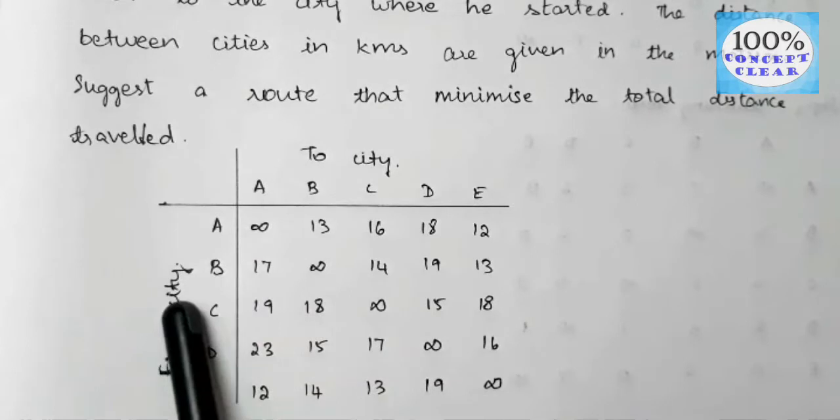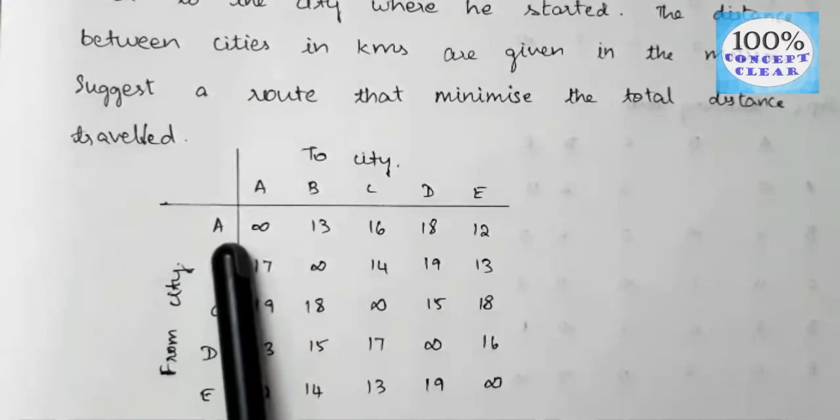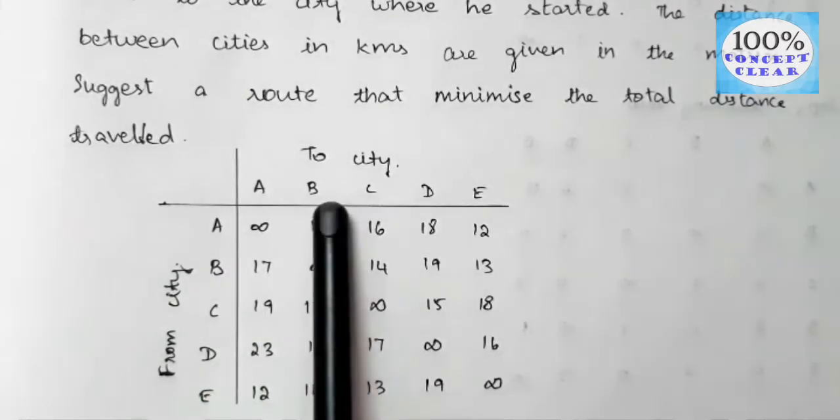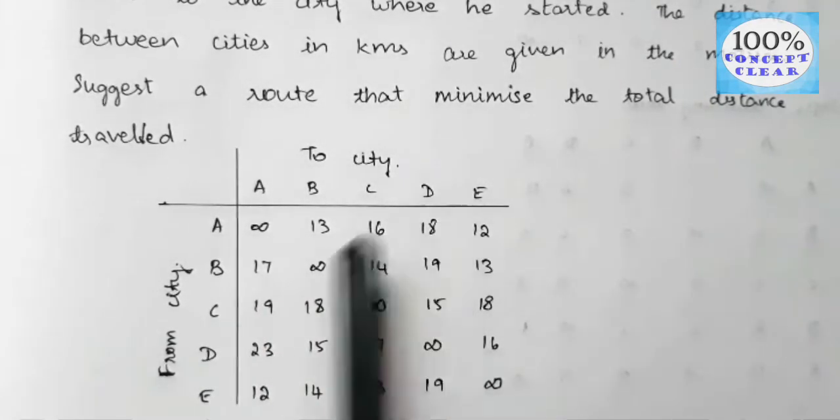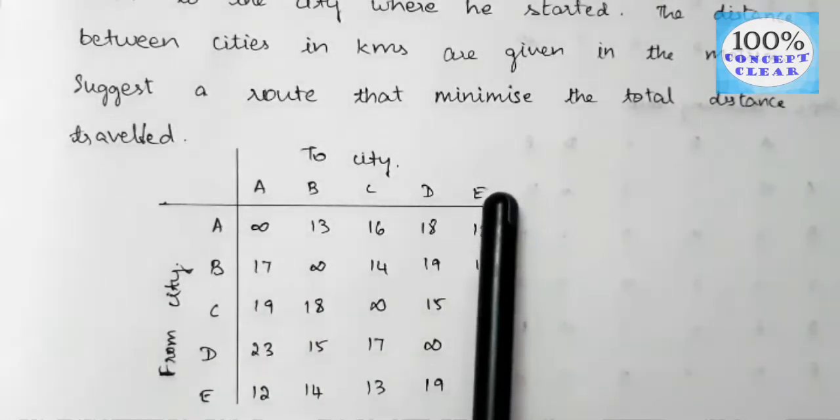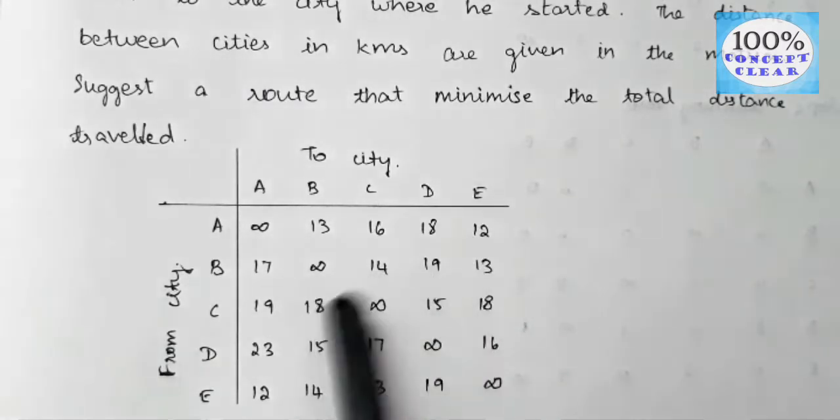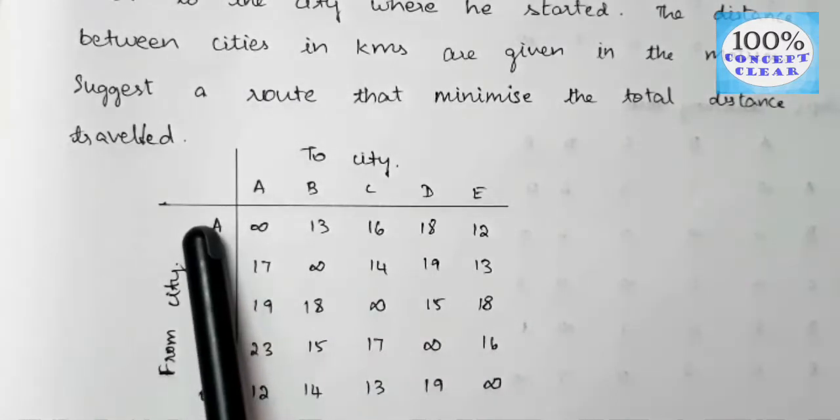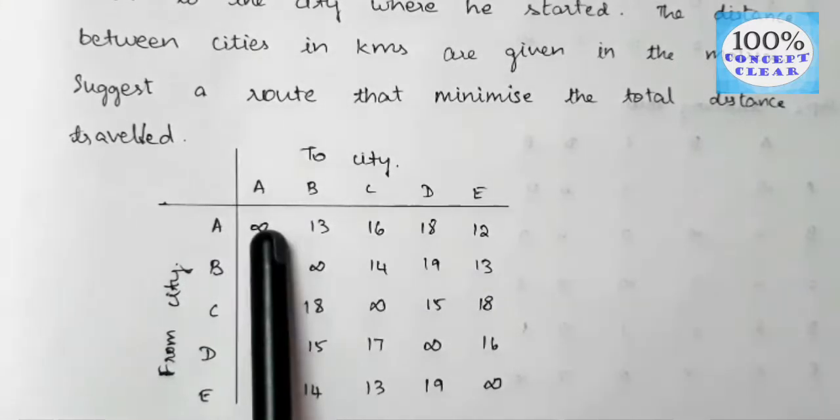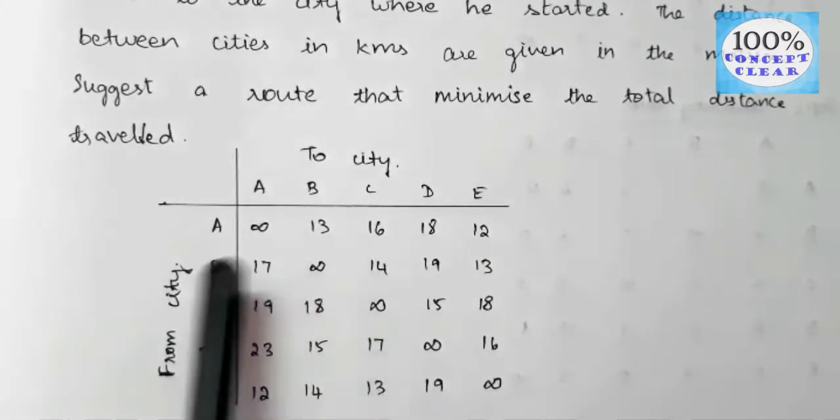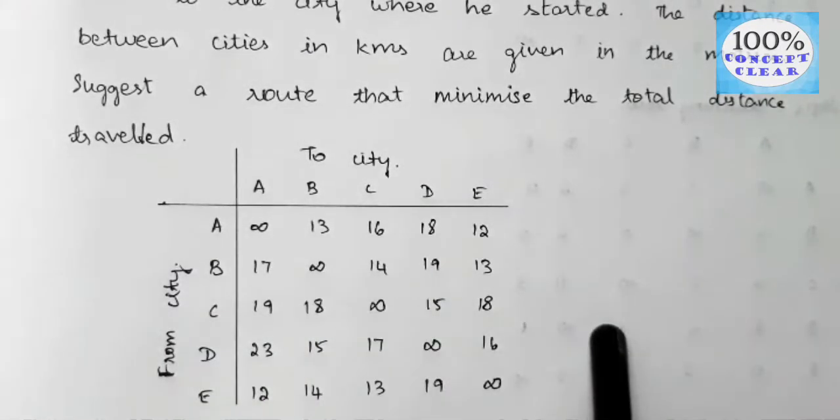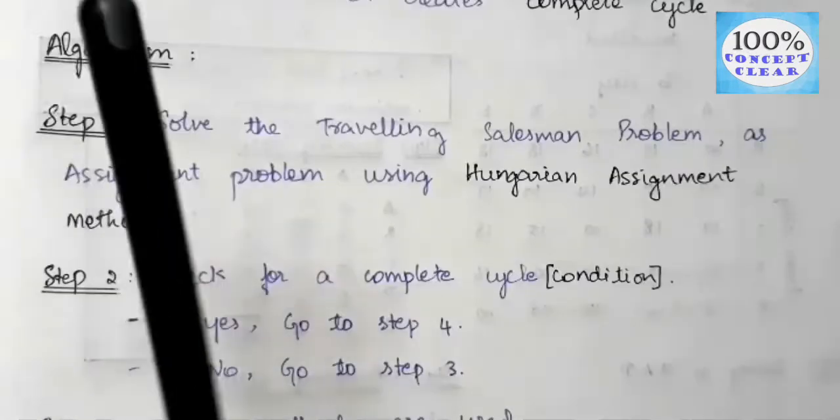So according to the condition, the salesman can visit from A city to B city, or from B city to C city, or from C city to D city, or from D city to E city, and finally he has to return to the A city again. But he cannot visit the same city. That's why they have given infinity in the cell which intersects the same city. Let's solve this sum with the algorithm.